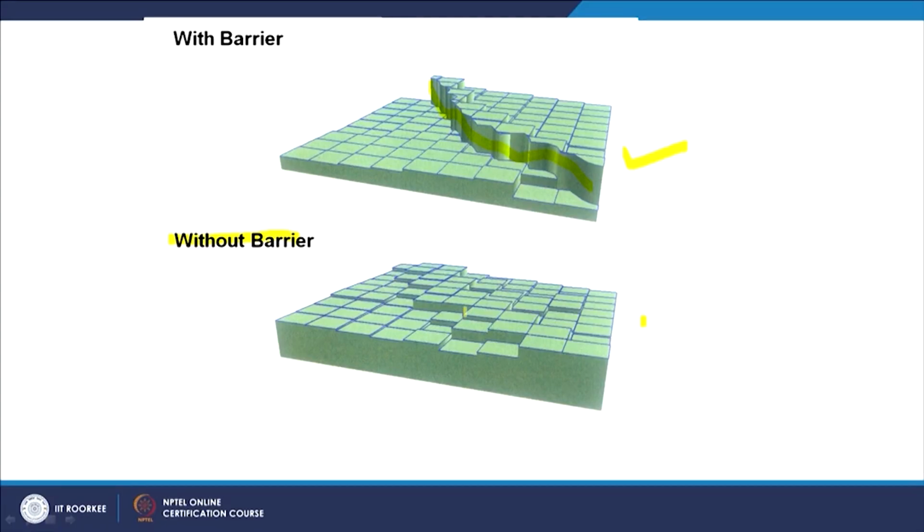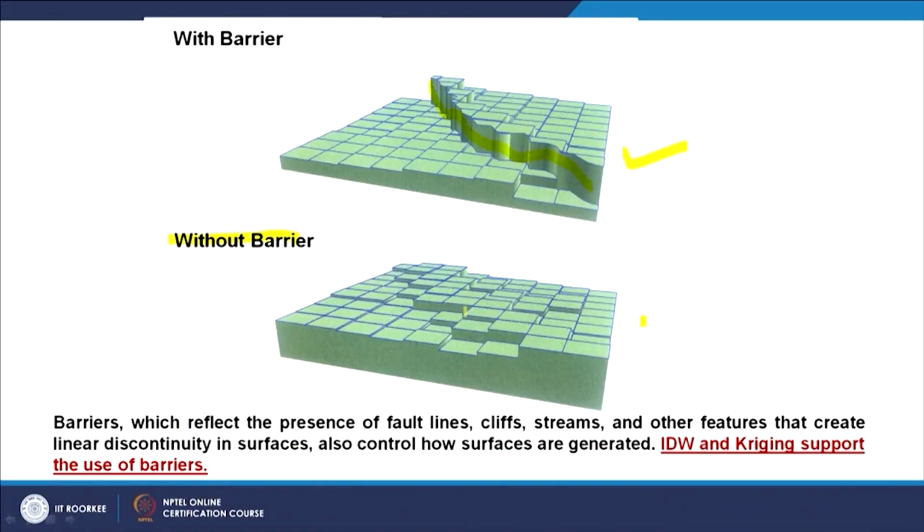So, in order to have better accuracy of our surface, it is always advisable, if possible, to provide the barrier information while doing the interpolation. From a geological or civil engineering point of view, fault lines, cliffs, streams and other features are discontinuous lines, polylines, which control how the surfaces are generated.